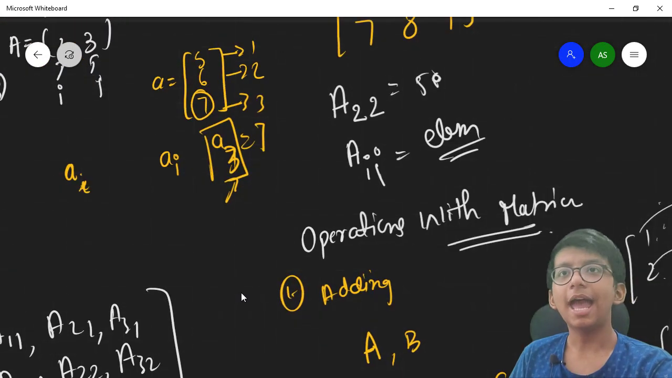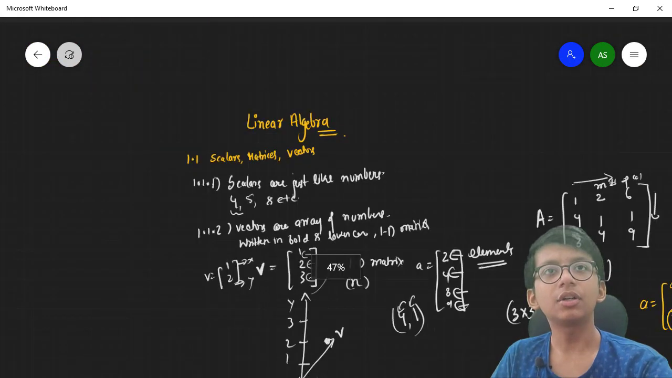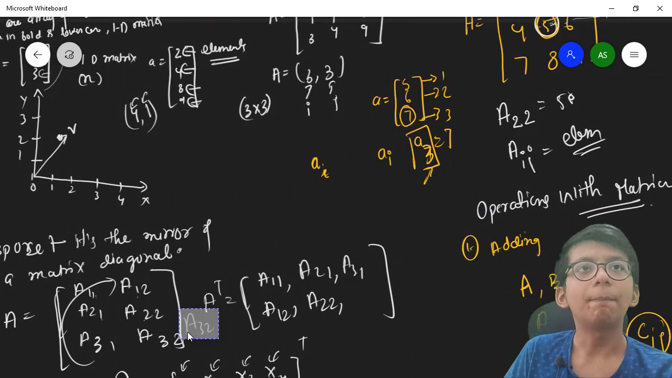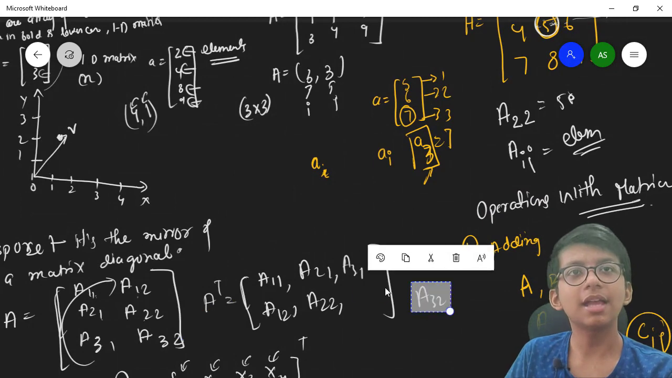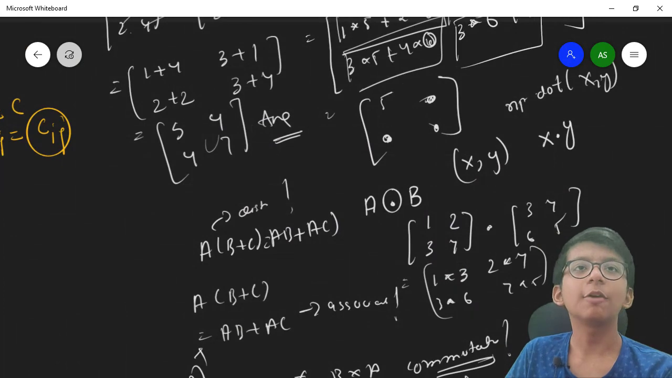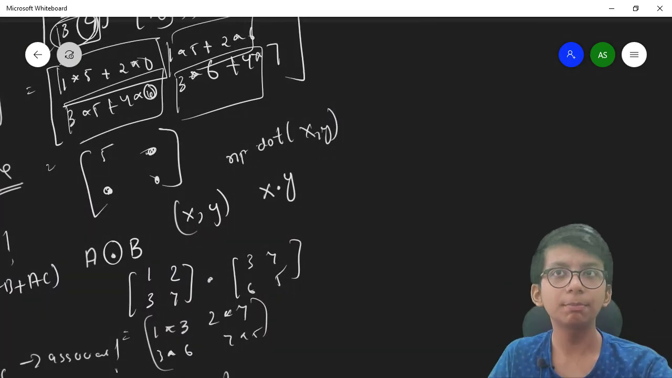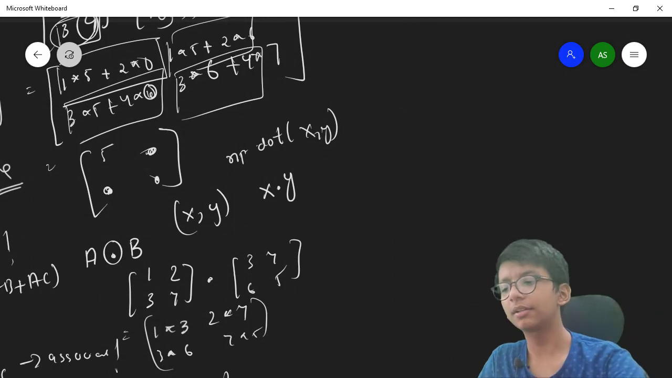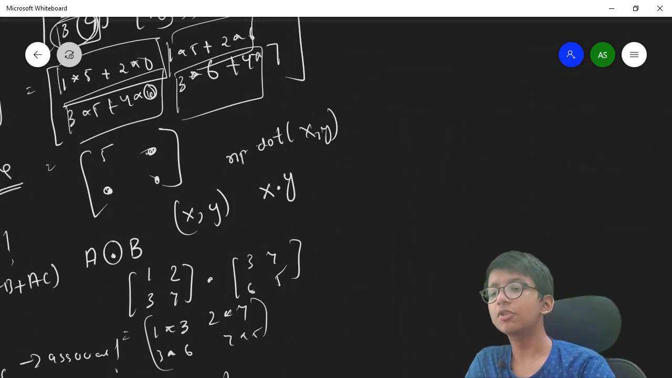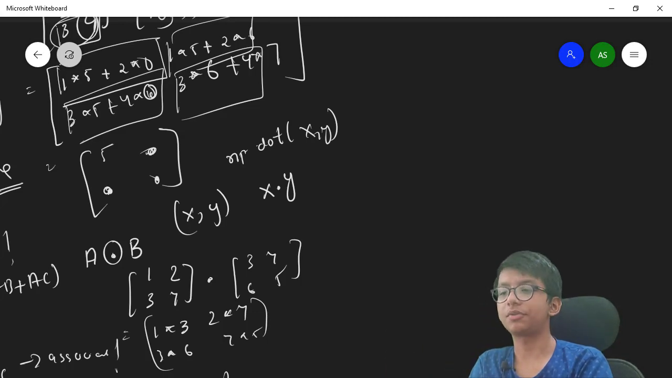I hope that you understood about scalars, vectors, transpose, operations with matrices, addition, multiplication, then what is associative, what is commutative. There is something called the Hadamard product, which is just like the dot product. So I hope that we have covered the first page of our notes.